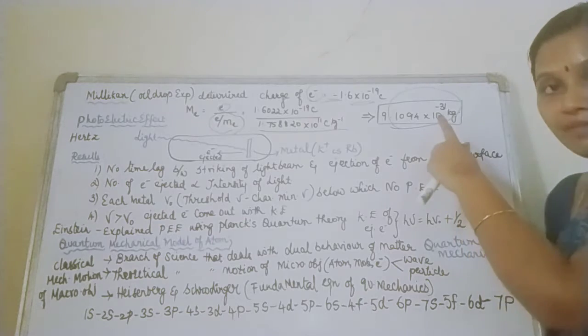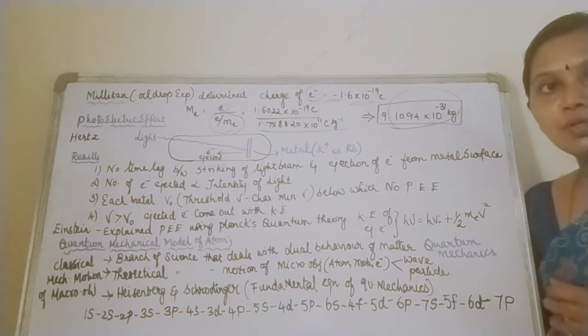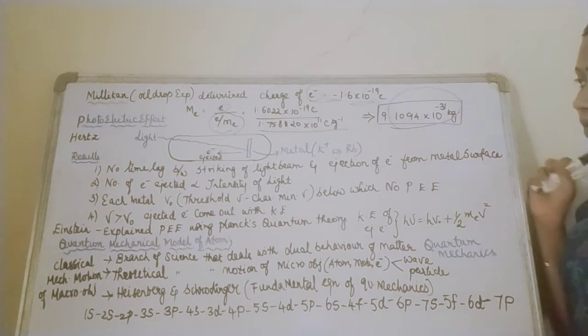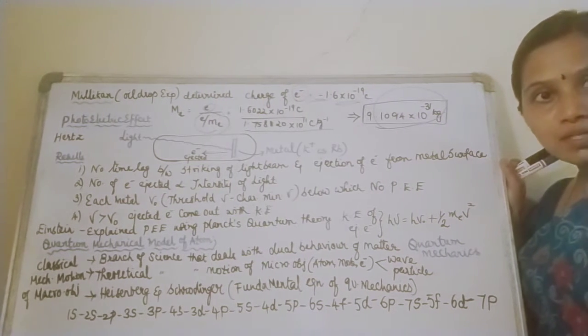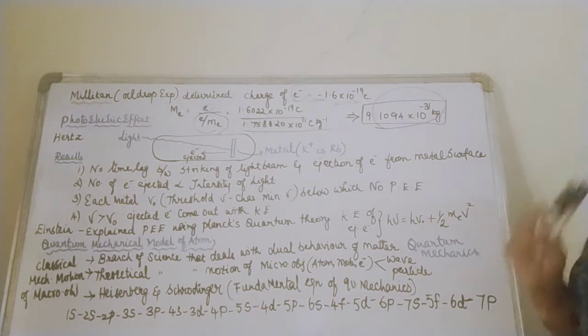Children, this will be a definite question, because in most of the papers you will get this particular question. What is the question, children? What is the mass of the electron and what is the charge of the electron? Okay, so we have determined that.